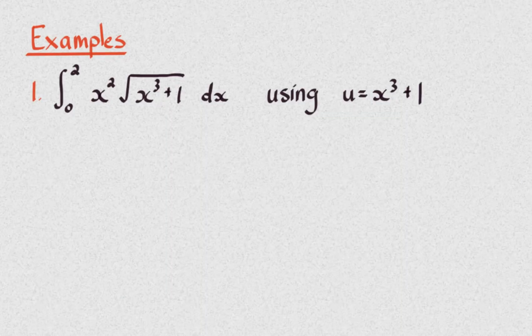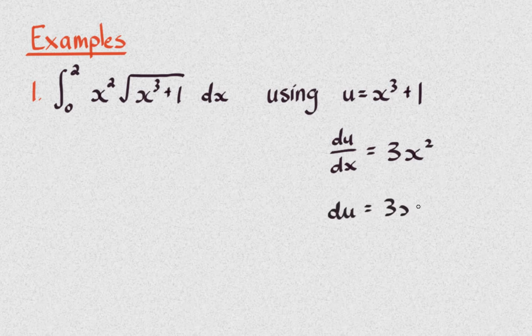The first is the integral between 0 and 2 of x squared outside root x cubed plus 1. And we're going to use the substitution u equals x cubed plus 1. So let's look at the relationship between du and dx by deriving this equation. We get 3x squared. And so we notice that du is equal to 3x squared dx. When we look at our original integral, however, we only have x squared dx.